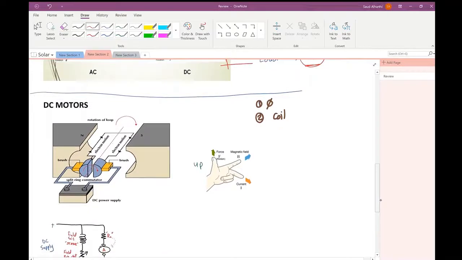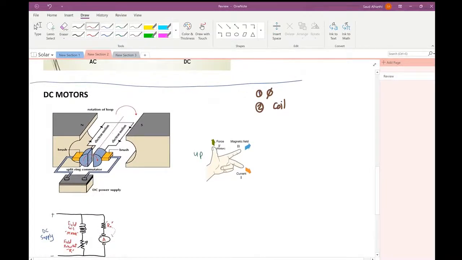Now, DC motor. We can define DC motor as a machine that converts electrical energy into mechanical energy. So from the definition, we can know that the output is mechanical or rotation. I have to follow the same conditions again. I have to have flux, which is here from north to south. I have to have coil. This is the coil. And third, I have to have current or electricity.